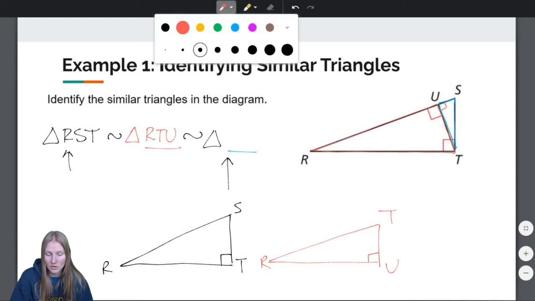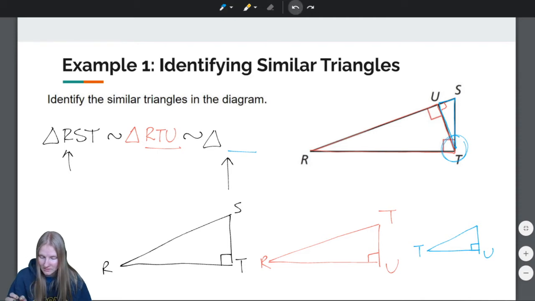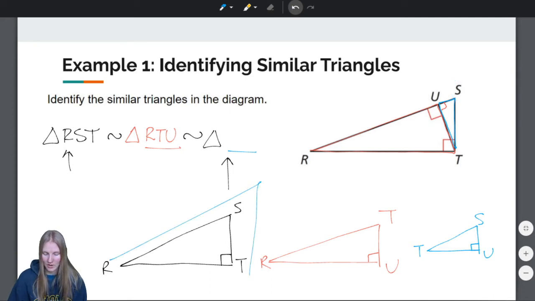Now, we just need to do the same thing with the itty bitty blue triangle. Again, we can see that U is still at the right angle. T is the really teeny, pointy, small angle, and then S is the third angle. So the black triangle goes RST, the red triangle goes RTU, and the blue triangle needs to go TSU.